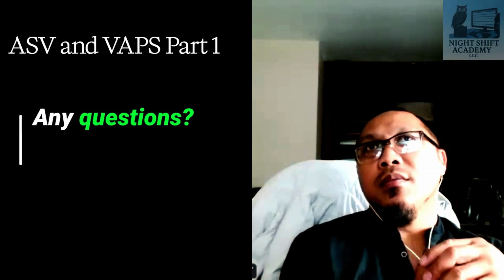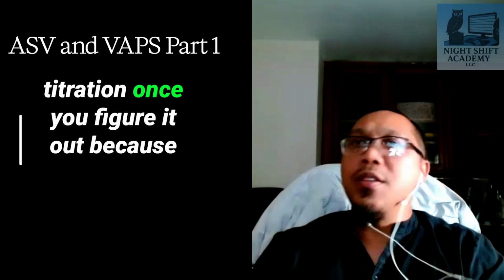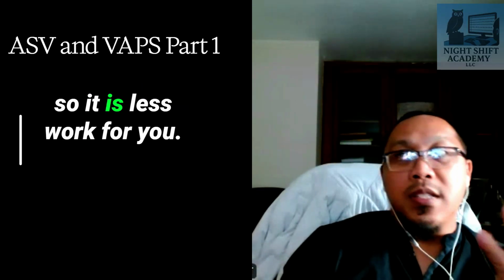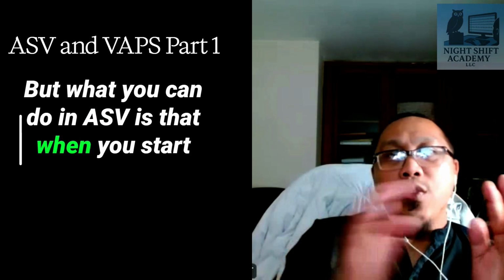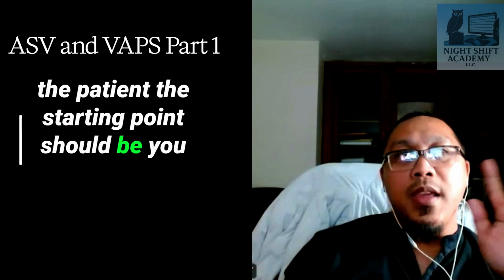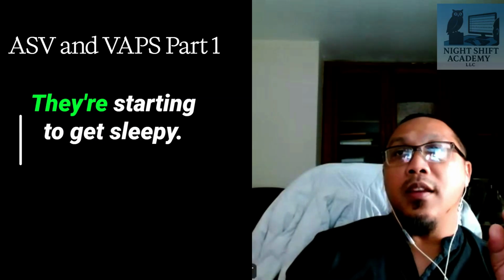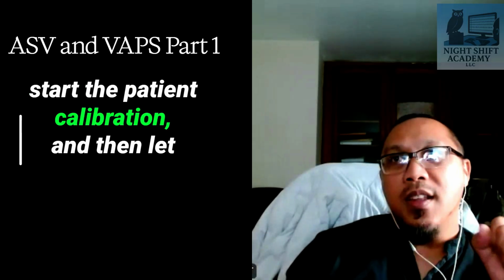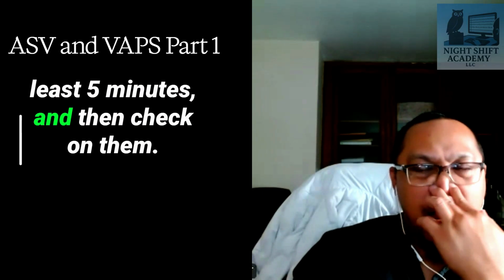Any questions? ASV is an easy titration. Once you figure it out, because ASV has an automation, it's less work for you. But what you can do in ASV is that when you start the patient, the starting point should be you let them relax 5 to 10 minutes. Once they're comfortable, like they're starting to get sleepy, that's when you put the mask on. You can even start the patient calibration and then let them just relax for a good 5 minutes, at least 5 minutes. And then check on them.